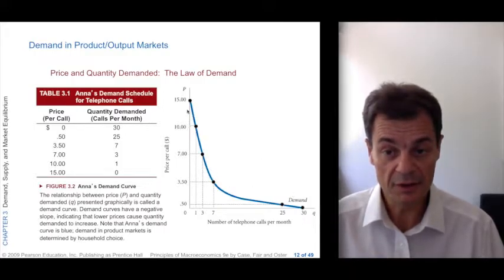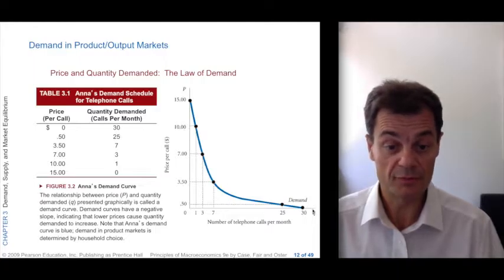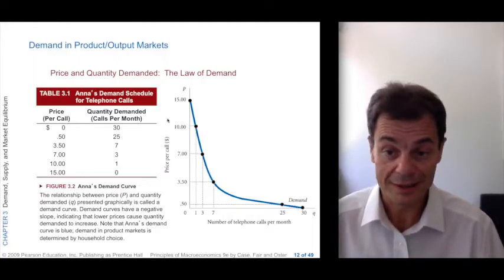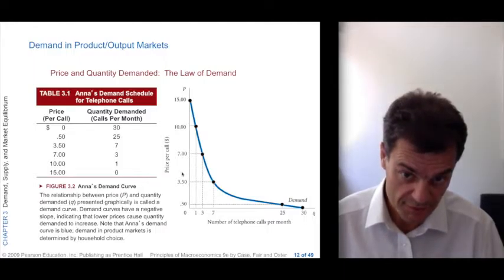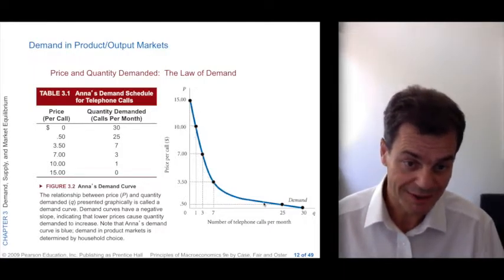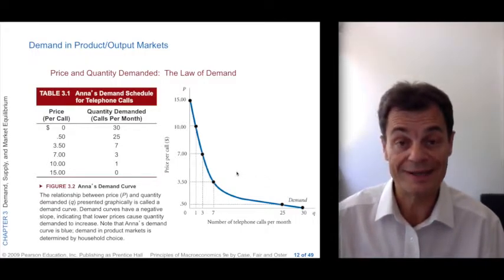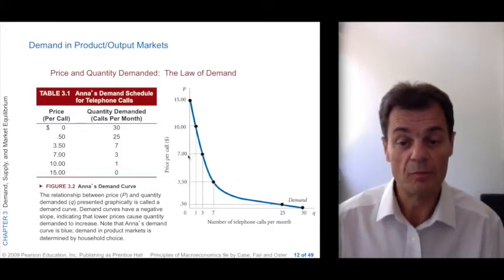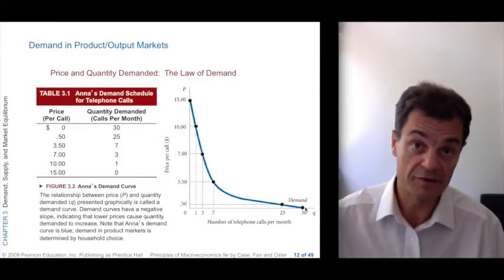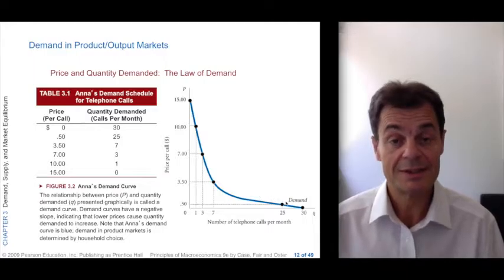So as you can see here, for $15 a call, she doesn't call at all. When calls are free, she goes up to 30 calls a month. And anything in between, as the price of the phone call decreases, you can see the quantity increasing. The demand curve has a negative slope. The more the price decreases, the more the quantity increases, or vice versa. The more the price increases, the more the quantity demanded decreases.